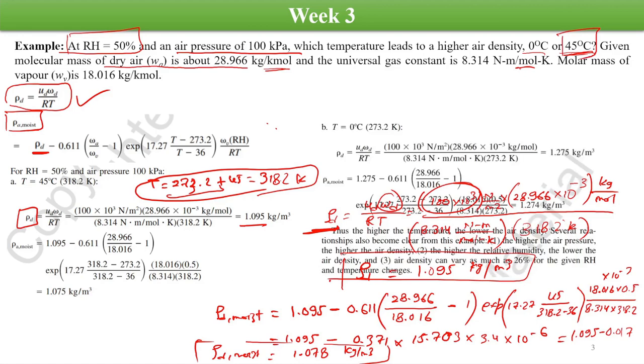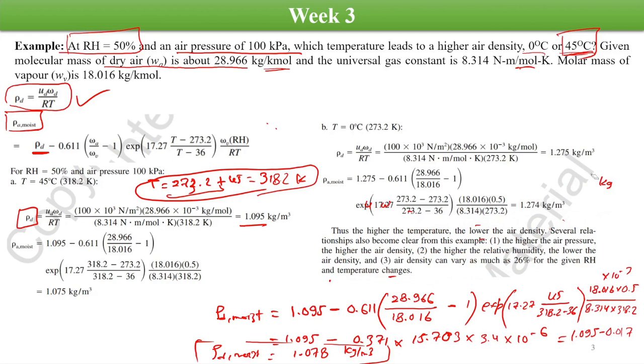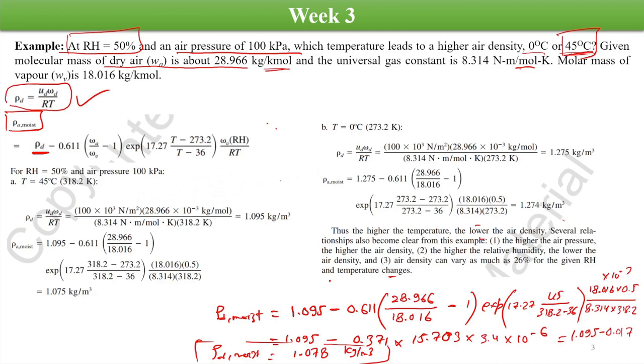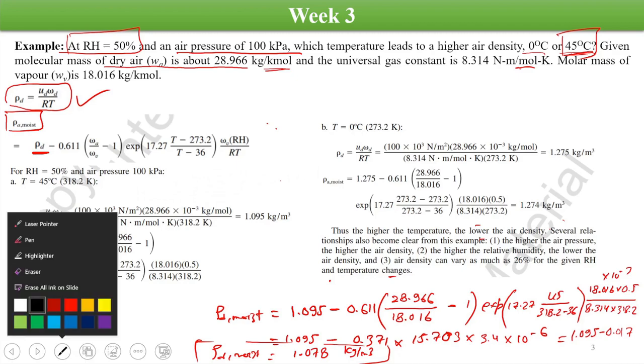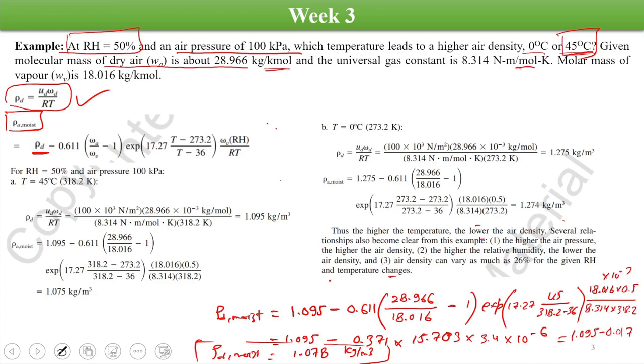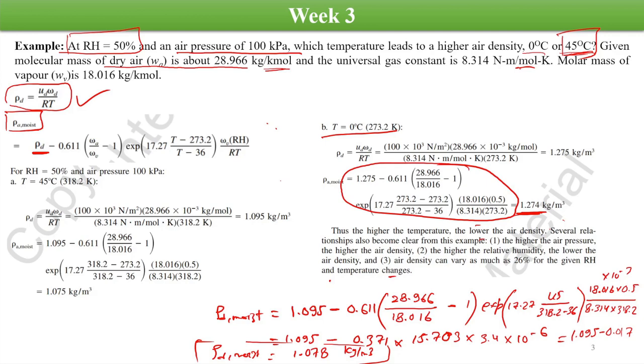Now we can perform the similar operation for T equal to 0 degrees Celsius. So if I remove this, then we'll obtain that for 45 degrees, we have obtained a moist air density of 1.075, and if we perform a similar operation for temperature 0 degrees Celsius, then we'll be using the same formula. We'll be obtaining a density of 1.274.